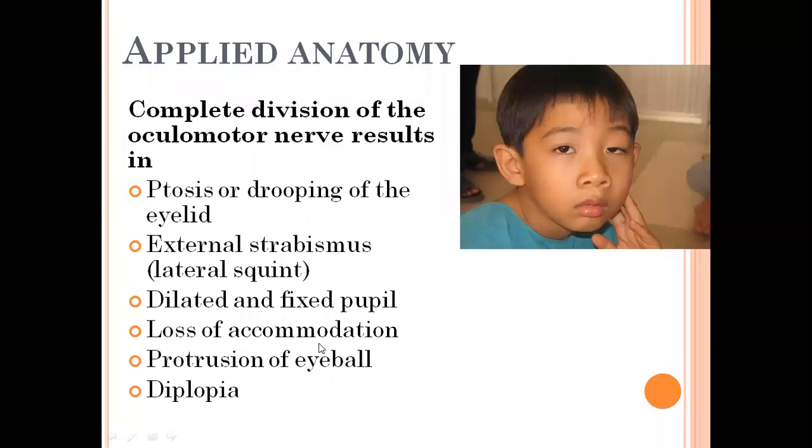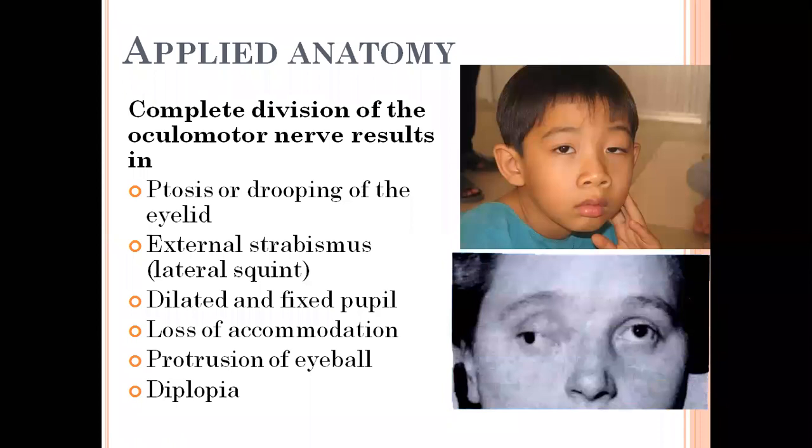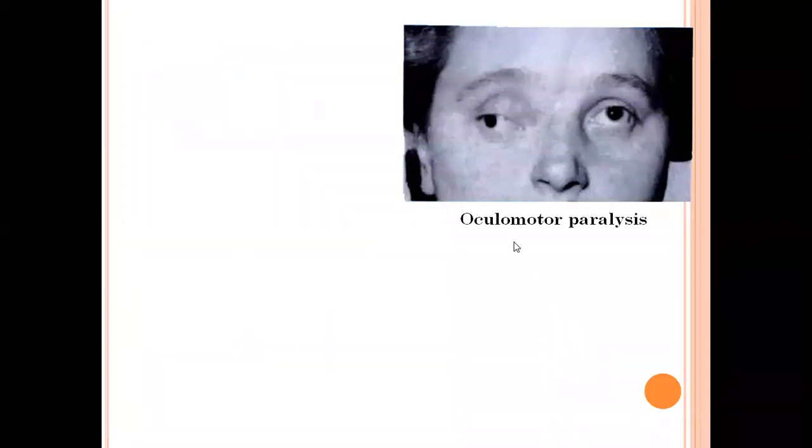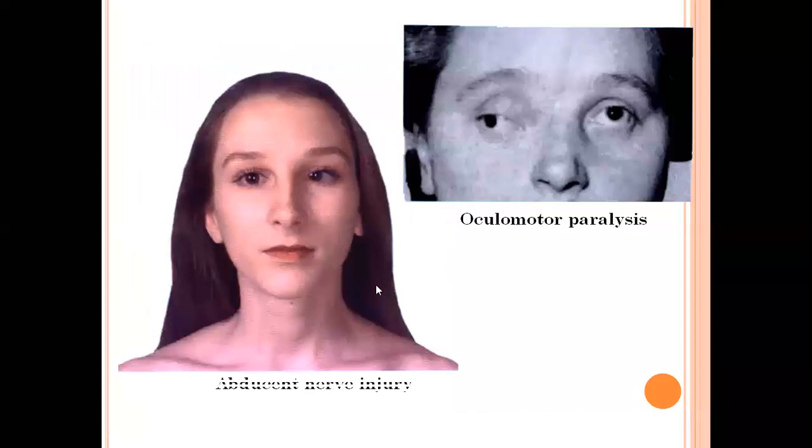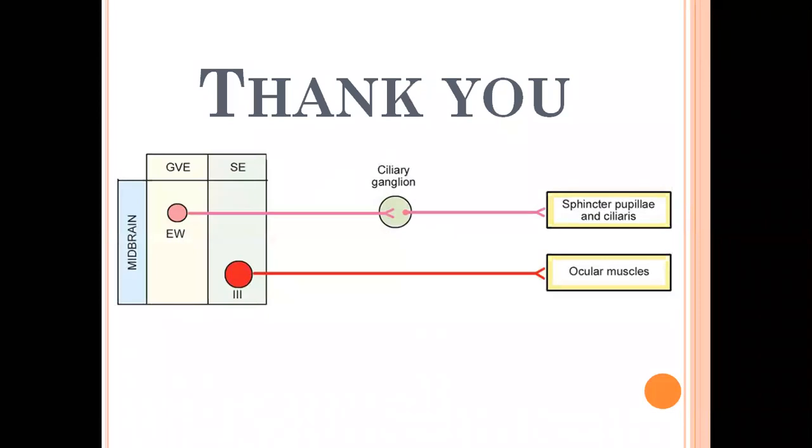If the ciliaris muscle is affected, it results in loss of accommodation. If the sphincter pupillae is affected, it causes a dilated and fixed pupil. You can see the drooping of the upper eyelid here, and with the external strabismus, that is lateral squint, the medial rectus is damaged here. In the next picture you can see clearly the oculomotor nerve paralysis. The right side paralysis you can see, and this picture shows the abducens nerve injury, which shows the medial squint. So with this I'll finish the class.